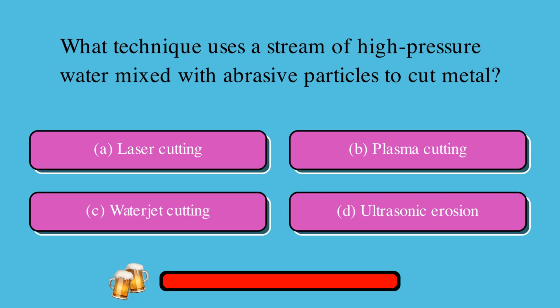Which technique uses a stream of high-pressure water mixed with abrasive particles to cut metal? Is it A. Laser cutting, or B. Plasma cutting, or C. Water jet cutting, or D. Ultrasonic erosion? The correct answer is C. Water jet cutting.